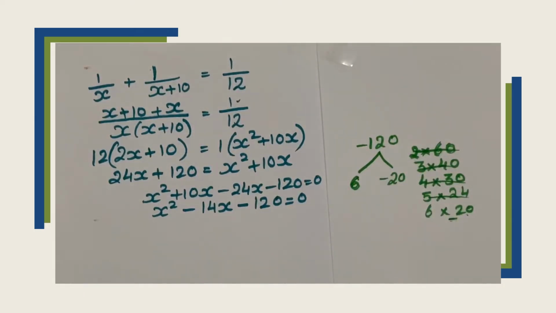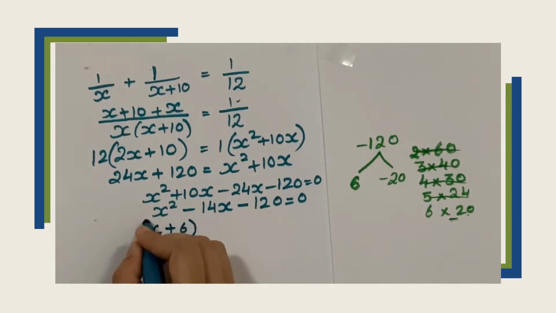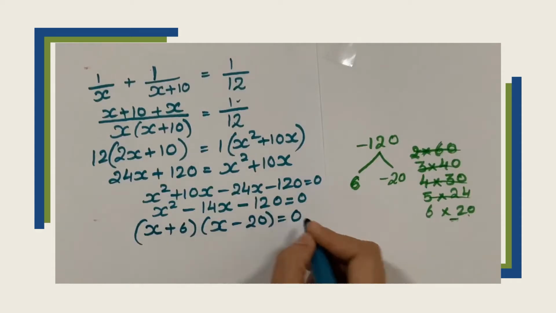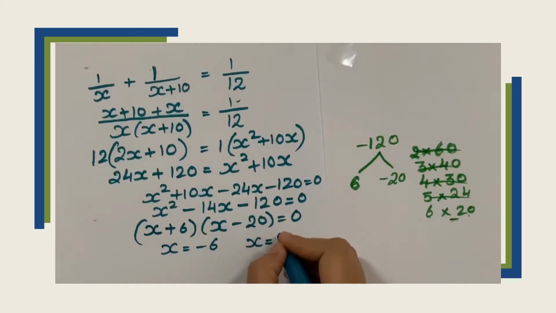Let's take that and write here. So the factors of this quadratic equation are x plus 6 and x minus 20 equal to 0. So x equals minus 6 and x equals plus 20. The time can't be negative, so we can't take it. Let's take x equal to 20 hours.